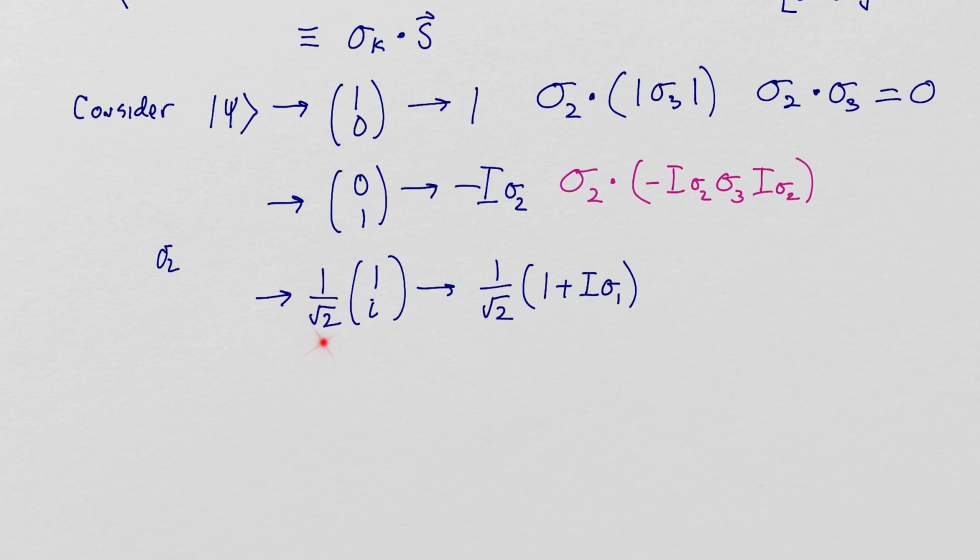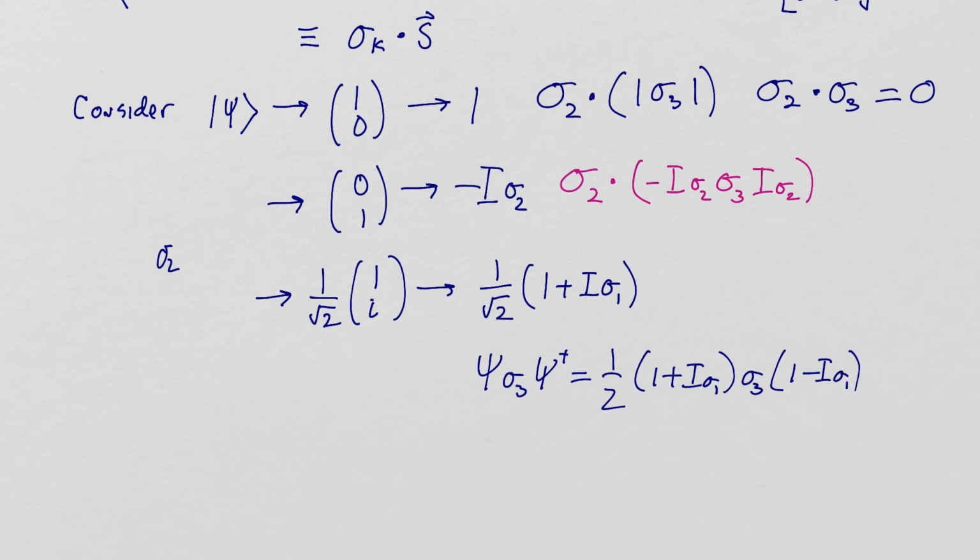Let's look at this, the eigenvector for sigma 2. So this calculation shouldn't be hard now that we understand what we're doing. To calculate psi sigma 3 psi adjoint, let's see, what do we get? We get 1/2, because the two square roots of 2 come together. We get 1 plus i sigma 1, sigma 3, 1 minus i sigma 1. We've learned that the adjoint of these spinors is just the opposite of the bivector part. And then we proceed with that product.